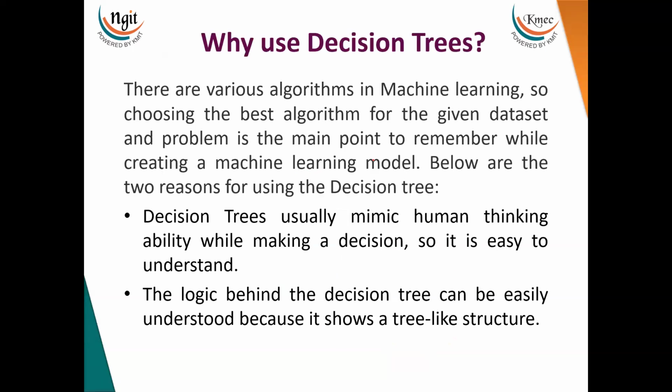Then why do we use decision trees? There are various algorithms in machine learning, but choosing the best algorithm for a particular data set is one main point while we are creating a machine learning model. So these are the two reasons why data scientists generally prefer decision trees. Decision trees usually mimic the human thinking ability while making a decision, like how a human being will take a decision for a particular problem. That's why it is easy to understand. That is one point. And the logic behind the decision tree can be easily understood. Why? Because it shows a tree-like structure.